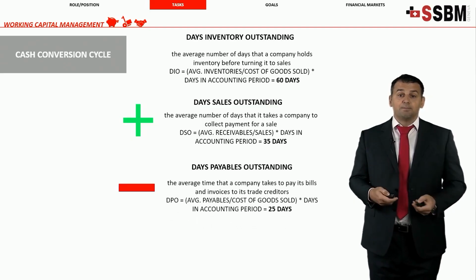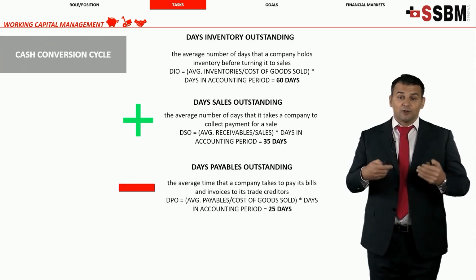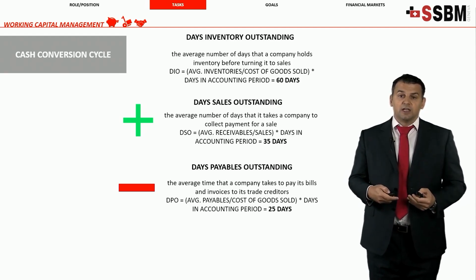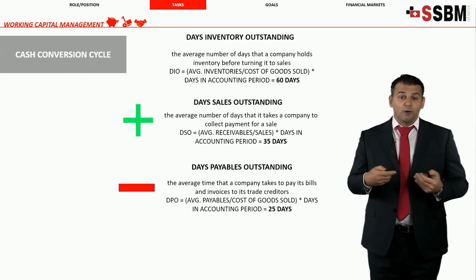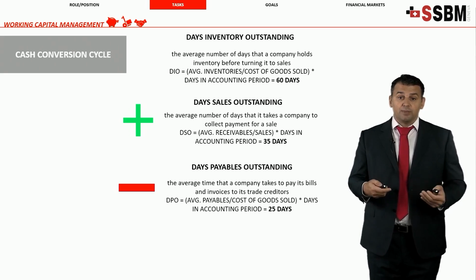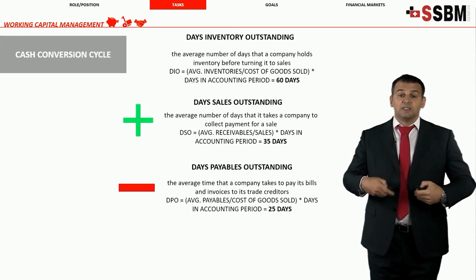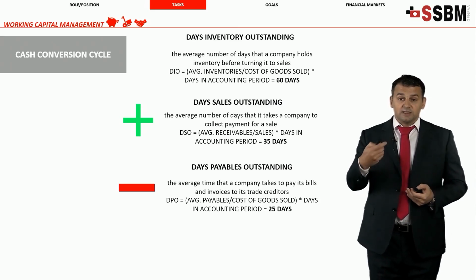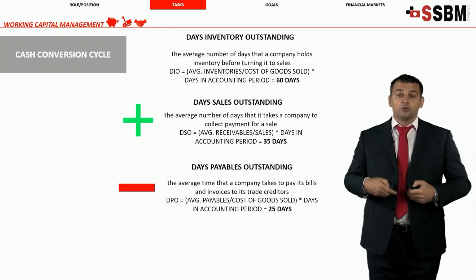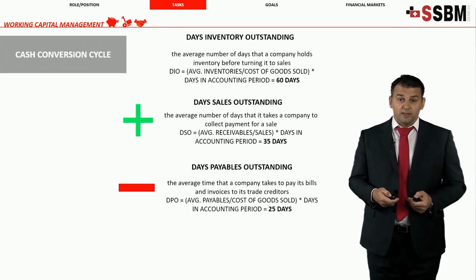Less days payable outstanding. So this is the average time that a company takes to pay the bills and invoices to the trade creditors. The formula for days payable outstanding is equal to the average payables divided by the cost of goods sold multiplied by 365 days. It's equal to 25 days. So in simple words, it means that it takes you 25 days to pay your suppliers on average.